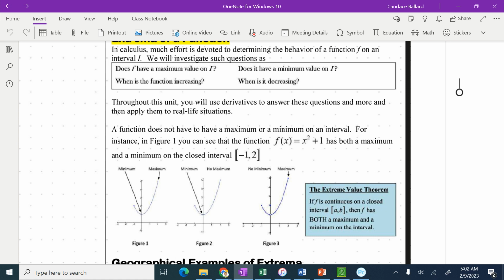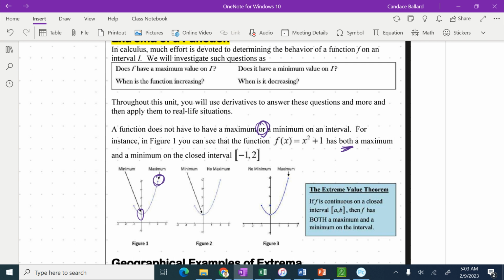A function does not have to have a maximum or minimum on an interval. For instance, in figure 1, you can see that the function f of x equals x squared has both a maximum and a minimum on the closed interval. Notice the minimum is here and the maximum is the highest point.